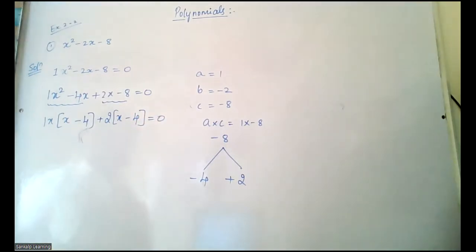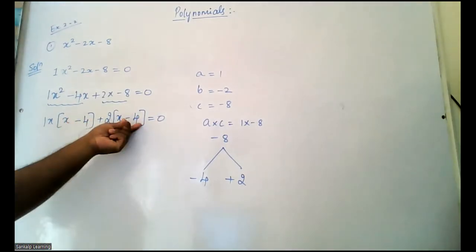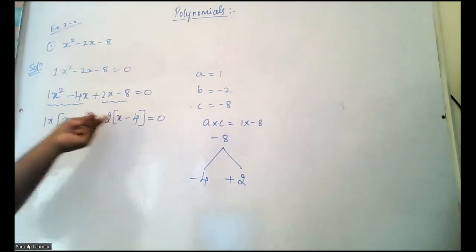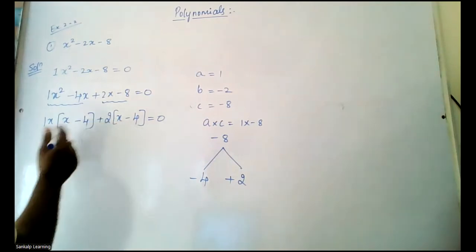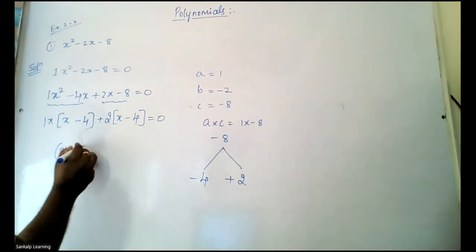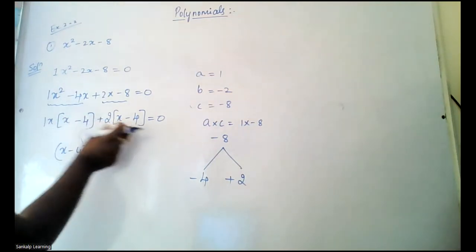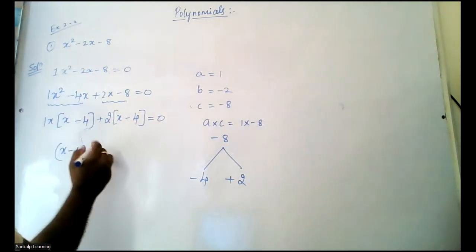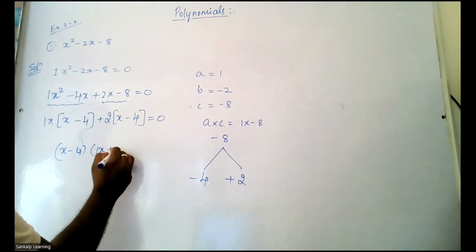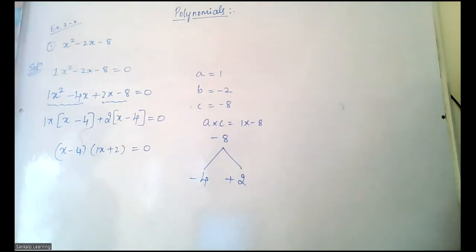If you have done this correctly, in this bracket and in this bracket, you get the same binomial. Okay. X minus 4, X minus 4. Again, let's take X minus 4 as common. Here, from both the things, I have taken X minus 4 as common. So what is left out? 1x here plus 2 equal to 0.